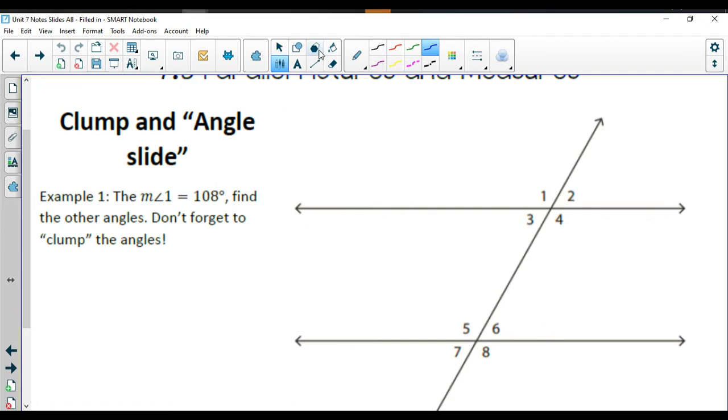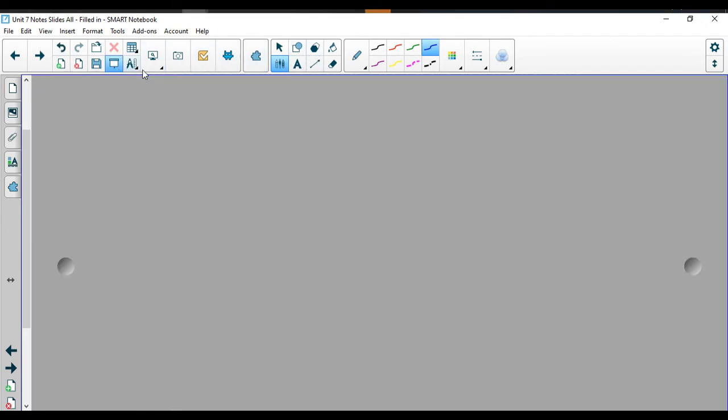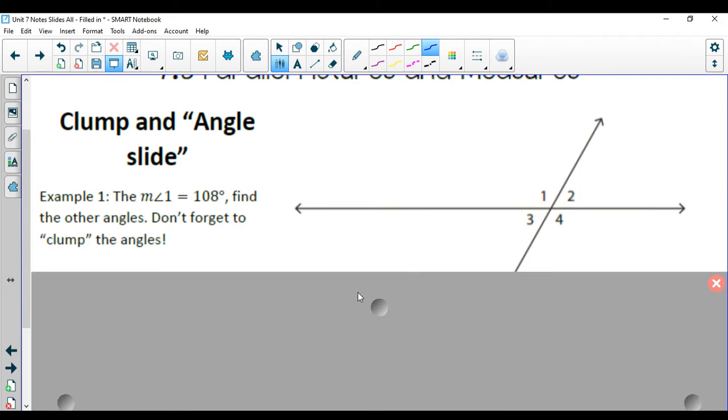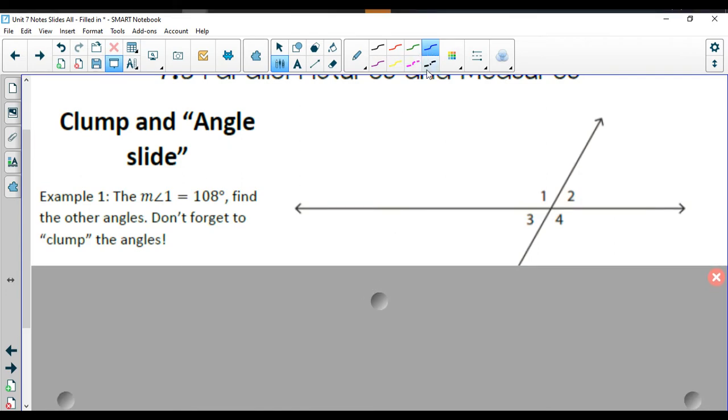So what I'm going to have us do here is take a little bit of a focus on the top part here. I'm just going to look at angles 1, 2, 3, and 4, which is a pretty easy picture for us to look at. We have vertical angles, we have linear pairs here. And it tells us in this one, the measure of angle 1 is 108 degrees. So I'm going to find angle 1, and I'm going to label that as 108 degrees. It says to find the other angles, and then we're going to go back and clump.